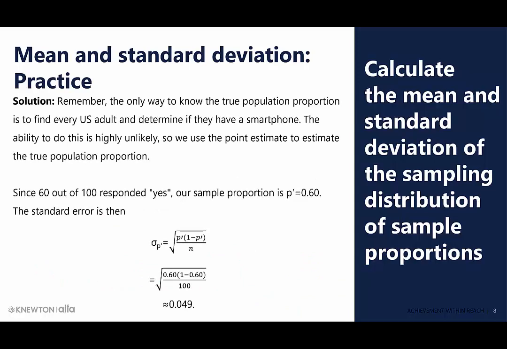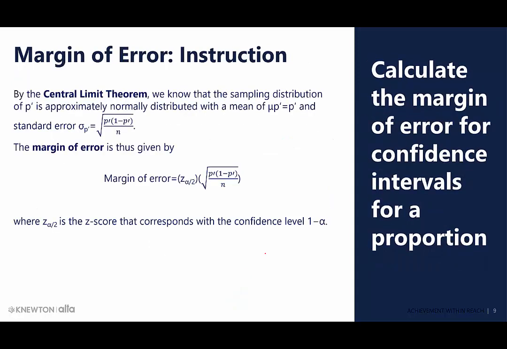So they're just showing you here that I didn't lie to you. Our mean is p, which is 0.60, and they showed you right here how they got 0.049 for the standard error.